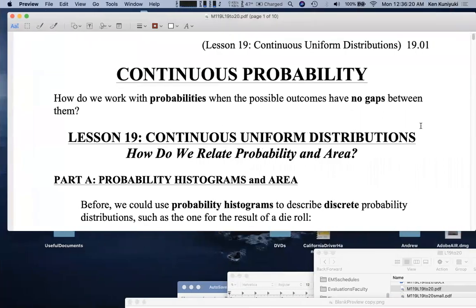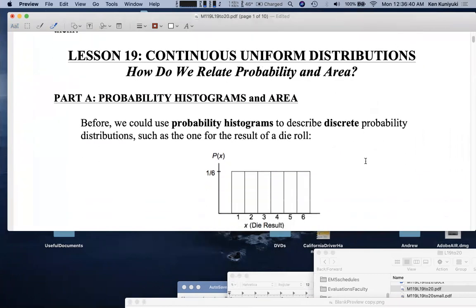And we're going to start talking about continuous probability. Well, I mean, we've been talking about these normal bell curves, and they were examples of continuous probability, but now we're going to officially enter the realm of continuous probability. How do we work with probabilities when the possible outcomes have no gaps between them?